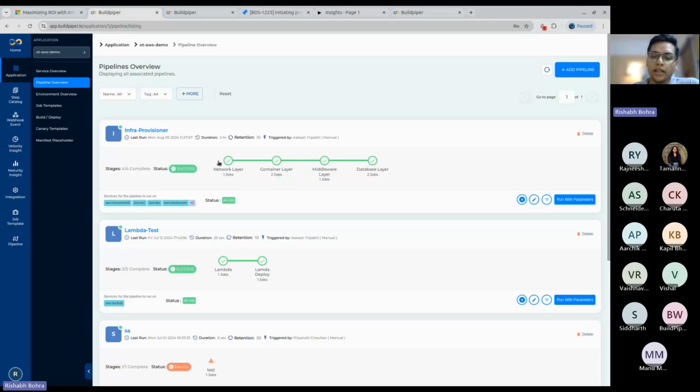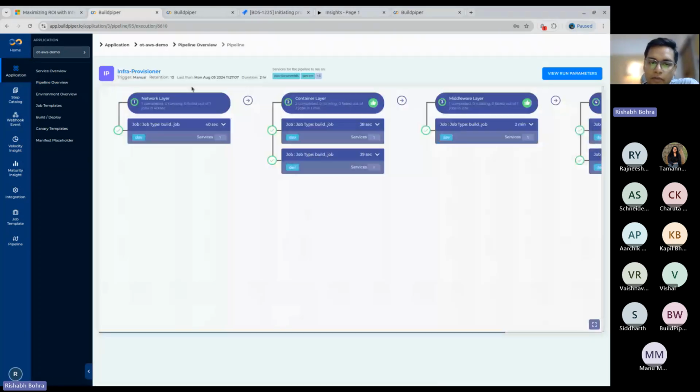The first one is the network layer, and then we have the container layer, the middleware layer, and then finally the database layer as well, which is getting deployed. And not only the deployment, but you get the deployment with a lot of safety nets as well. For example, in case of this workflow, this is powered by Terraform modules which have been written.